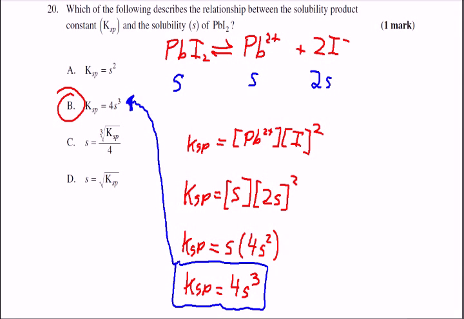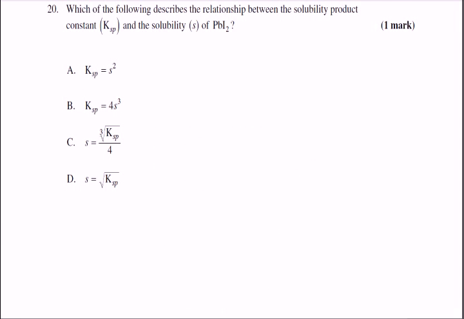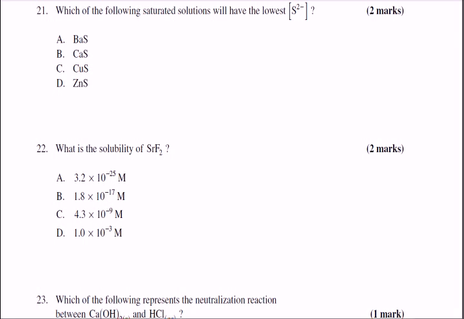Okay, moving on. Okay, and let's move on to question number 21. And this question says, which of the following saturated solutions will have the lowest concentration of sulfide ions? And we're given barium sulfide, calcium sulfide, copper sulfide, and zinc sulfide. So we're going to need to use our data table to help us answer these questions. So barium, calcium, copper, and zinc. So let's take a look at our data table.